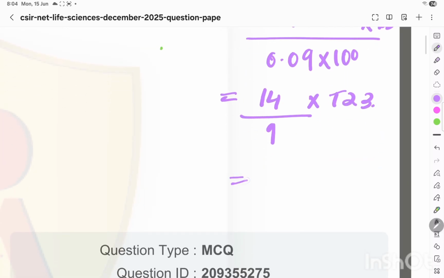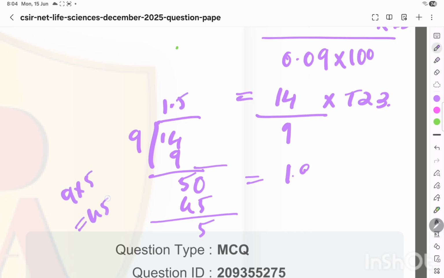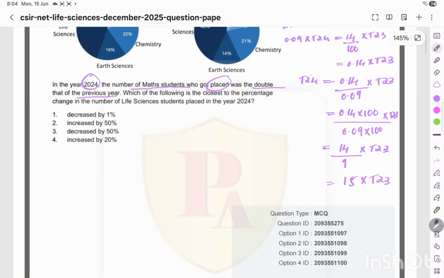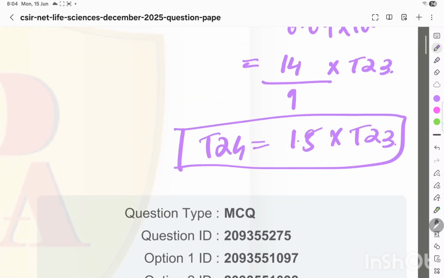Okay, so when we solve this we would get 1.5. 9 into 5 is equal to 45. Sorry, one mistake from my side. So 1.5 into T23. So I'm typing this. What we got here is that T24 is equal to 1.5 into T23.